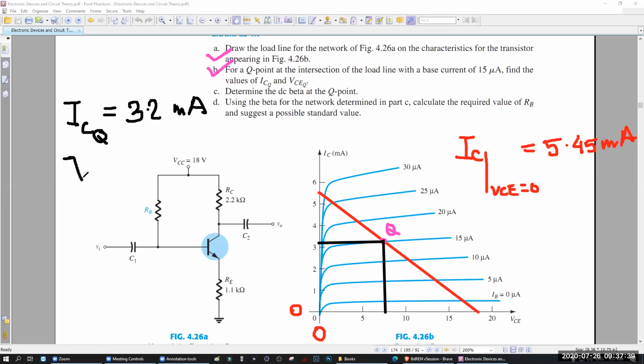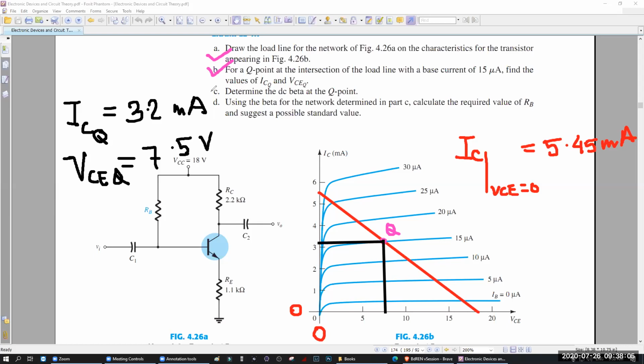Now next one will be VCEQ, right? What is the value of VCEQ? You can call it 7.5. Oh, yeah, 7.5, not 5.7. Because 5, 6, 7, 7.5, 8, 9, 10. So we call it 7.5. Okay? Got my point?